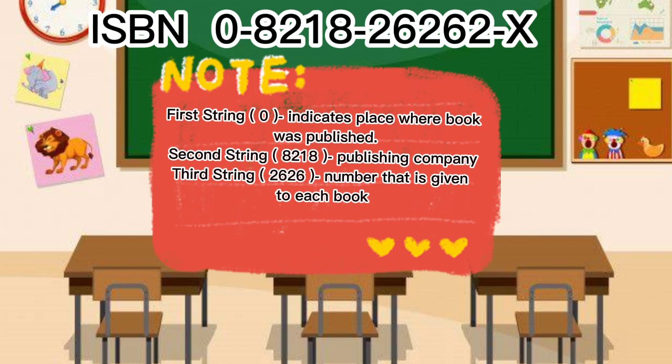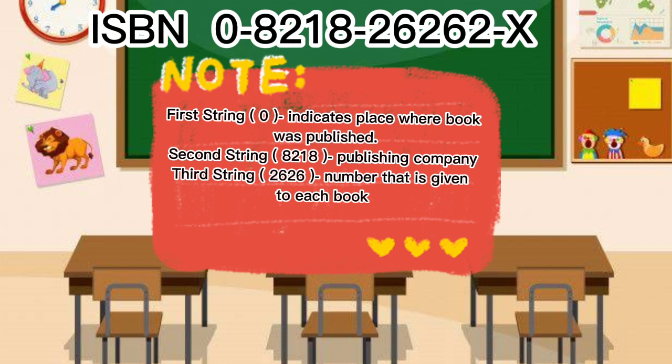In the ISBN 0-8218-2626-X, the 0 indicates that the book was published in either the United States, United Kingdom, Australia, New Zealand, or Canada. The second string, 8218, identifies the publishing company. It is the code for the American Mathematical Society. The third string, 2626, is the number that is given to each book the corresponding company publishes.